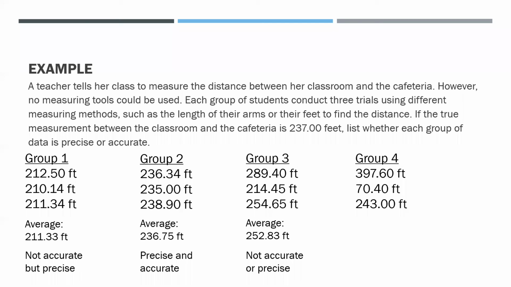Lastly, for group 4, when we add 397.60, 70.40, and 243.00 feet, we get 711. When divided by 3, we get 237, which is the true value. However, since the numbers in the dataset differ greatly, we cannot consider this data accurate just because the average equals the true measurement.